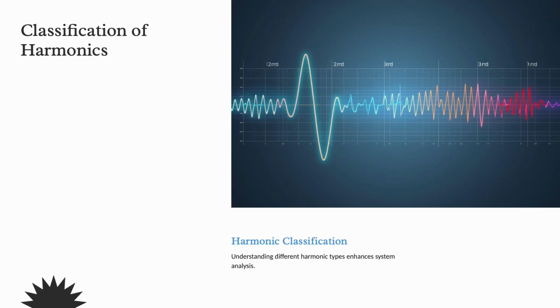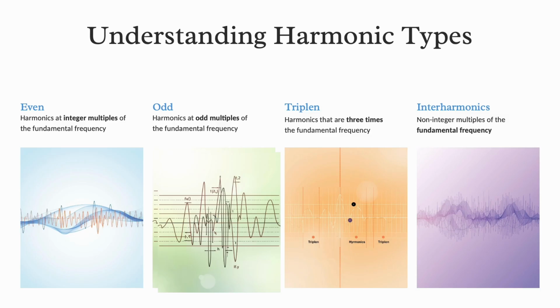So now we will talk about the classification of harmonics, meaning how many types of harmonics can be present in a system. Harmonics can be classified in several ways, mainly by their order, phase sequence and nature of frequency. So let's understand them one by one.